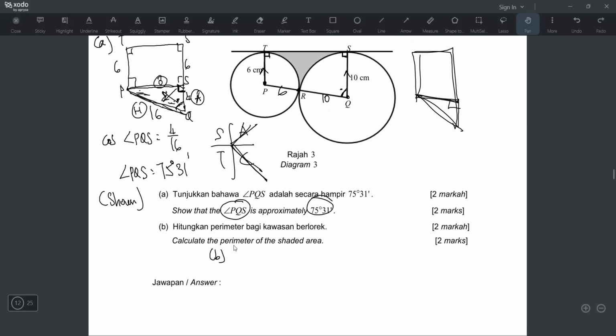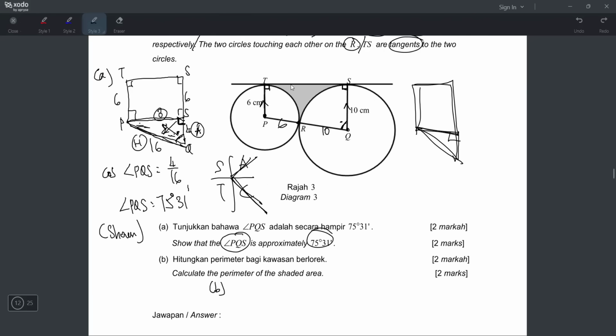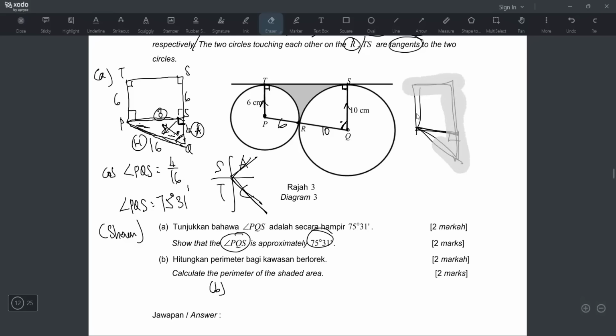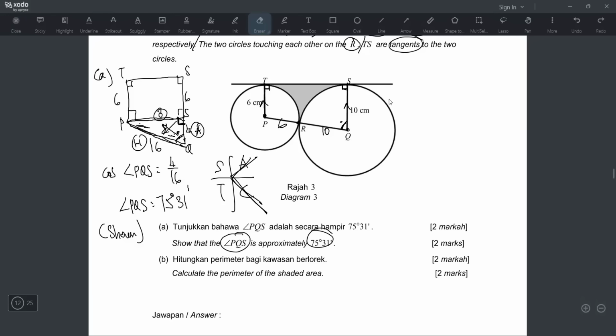Okay, B, calculate the perimeter of the shaded area. Okay, the shaded area is this one, and they want the perimeter. So perimeter means you find the sides, and then you add all the sides lah. So you have three sides here. Okay, so I feel like I have to find all three sides first because I don't have any of the three sides. Right now none of the three. Okay, but let's find one by one.